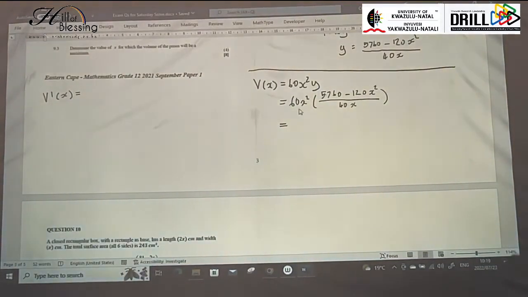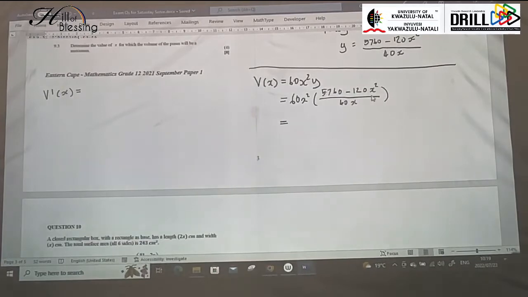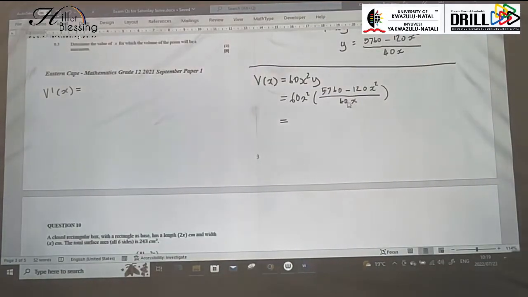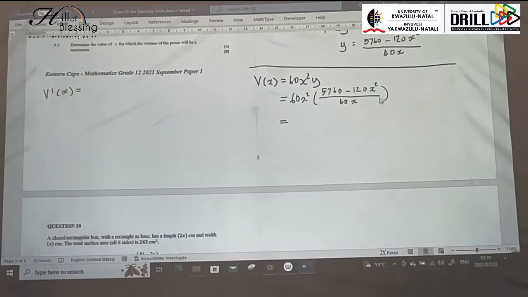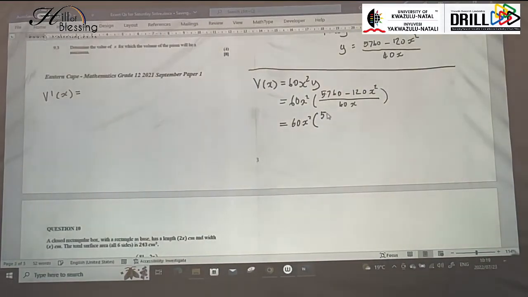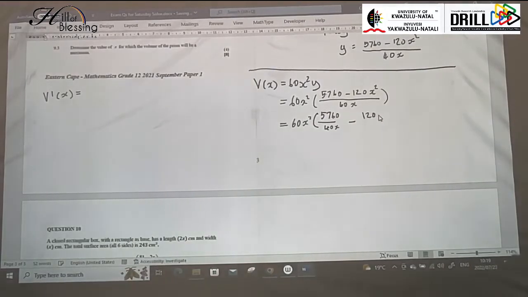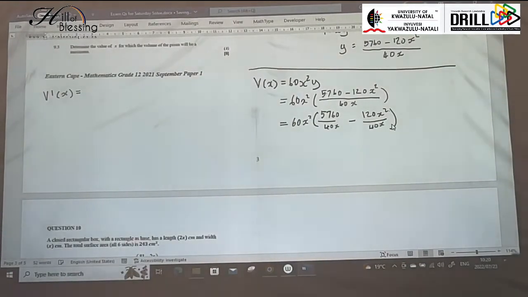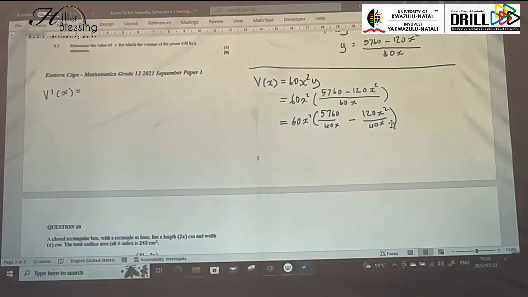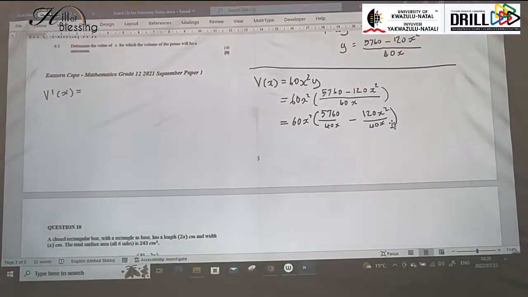You can take the 60x squared and distribute it to each term in the numerator. You can do that, all right? Or you can separate the fraction first and then distribute the 60x squared in. So you can do it like this. You could keep the 60x squared on the outside, and here you've got (5,760 over 40x) minus (120x squared over 40x). And then distribute the 60x squared. That might be a small change to your way of doing it that could help. If you are quite happy with distributing the 60 in and then separating them later, no problem at all.